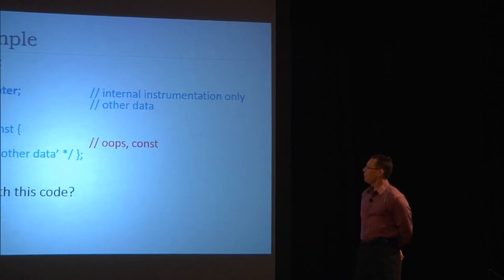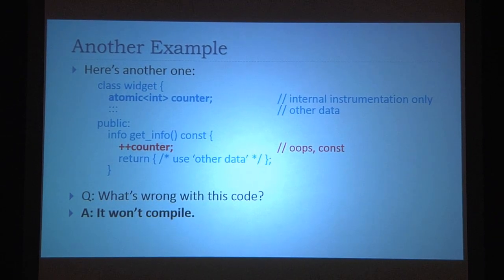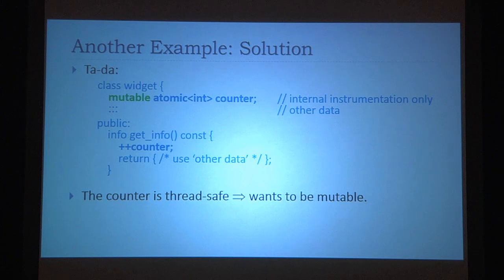Here's another example. Let's say I have an atomic counter, and I'm trying to update it in a const member function. Let's say this doesn't change the observable state of an object. Because it's const in there, I can't update it. It won't compile. Because it's atomic, however, I can make it mutable. The counter is thread safe, right? Therefore, it wants to be mutable so that you can use it in a const function.